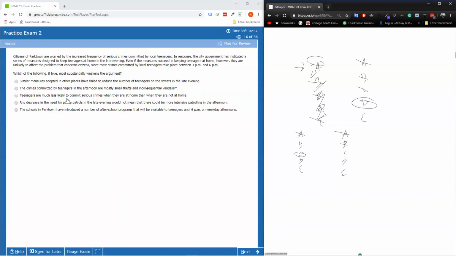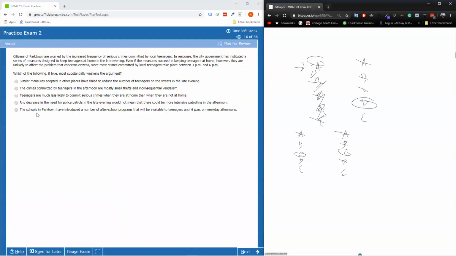I think that's good. So that means, regardless of the time, they'll still be reduced. Any decrease in the need for police patrols in the late evening would not mean, no, that would strengthen the argument.